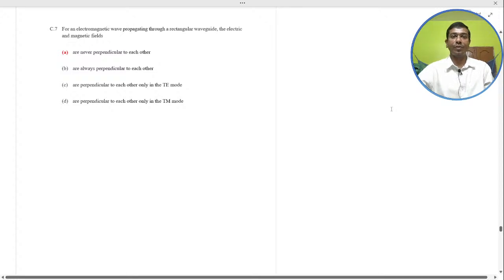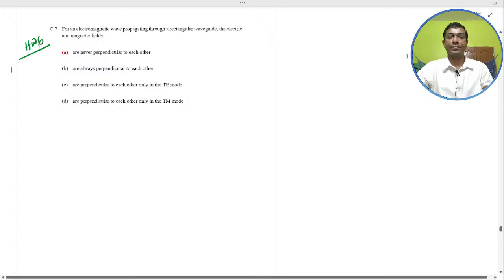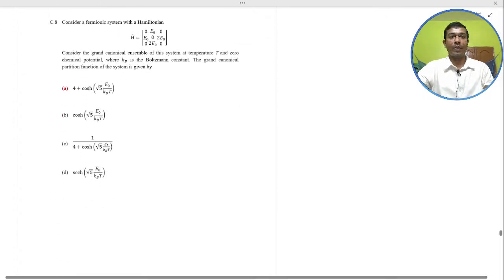Next question for yours. Theoretical question. I think this will become homework number 6. Theoretical questions for yours. Waveguide TEM. For an electromagnetic wave propagating through a rectangular waveguide, the electric and magnetic field will become what? Next problem, problem number 8.